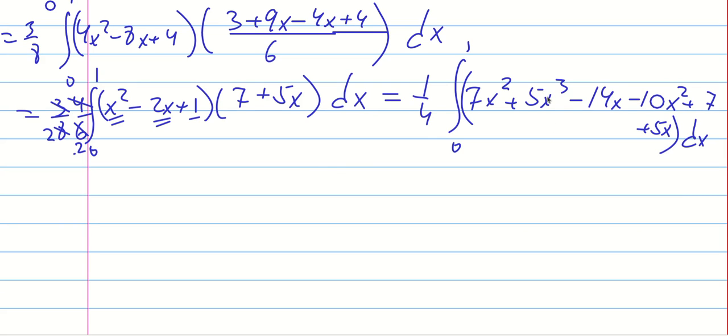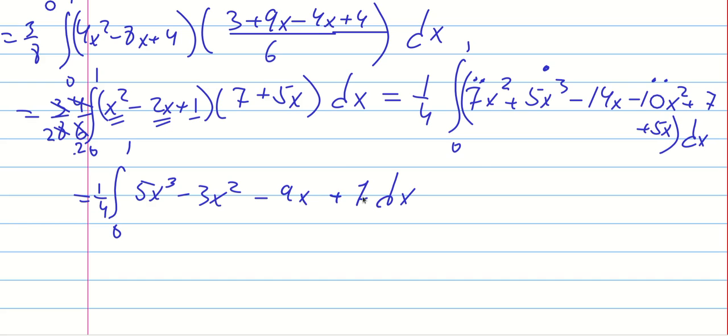So what does it mean for us? That means we have integral from 0 to 1. We still have 1/4. So the highest term is 5x cubed, so this term is gone. 7x squared and negative 10x squared is negative 3x squared. So this term and this term is gone. We have negative 14x and we have 5x with a plus, so it's negative 9x plus 7 dx. So we did this term and this term, and this term over here is also accounted for.